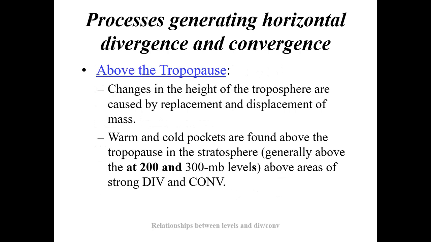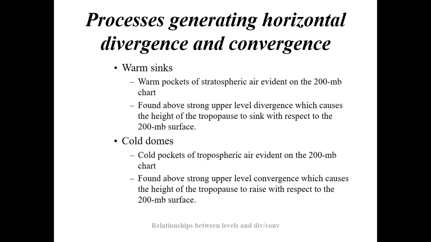So above the tropopause, once again, we get changes in the height of the troposphere caused by replacement and displacement of mass. This is resulting in those warm sinks and those cold domes we talked about. They're found above the tropopause in the stratosphere. So warm sinks and cold domes.